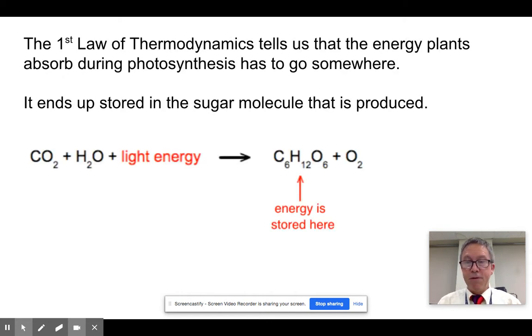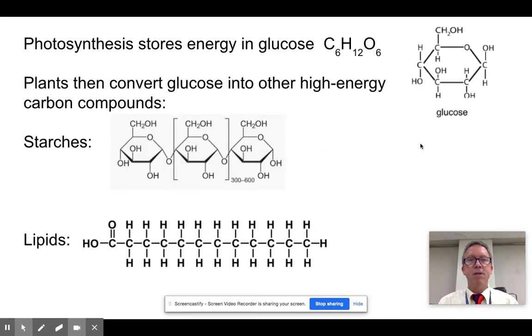Now, remember, the first law of thermodynamics tells us you can't create or destroy energy. It has to come from somewhere. It has to go to somewhere. So the idea is the energy that comes from the sun that got absorbed by the plant, it didn't go into the oxygen. It went into the glucose molecule. So it had to go from somewhere, the sun, and it ended up somewhere, the glucose. So glucose is basically a place where energy is stored in living systems.